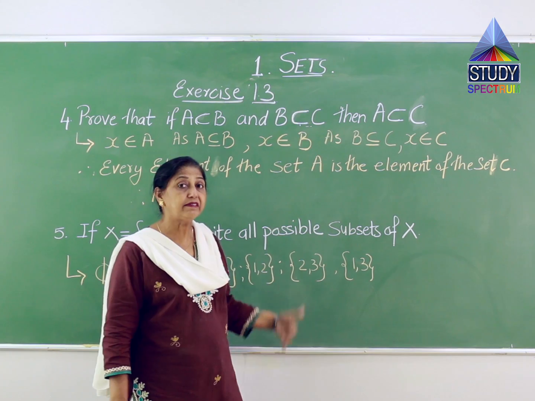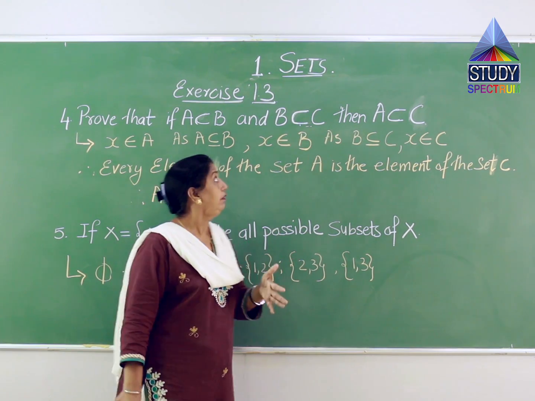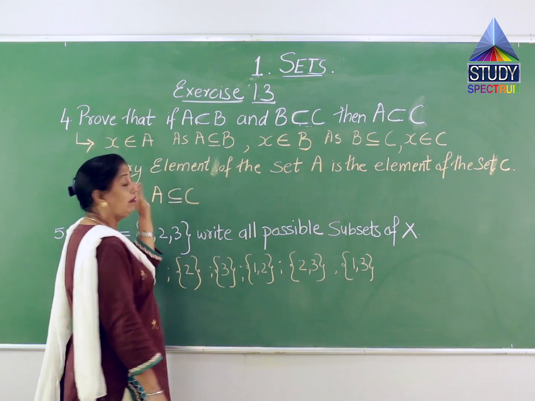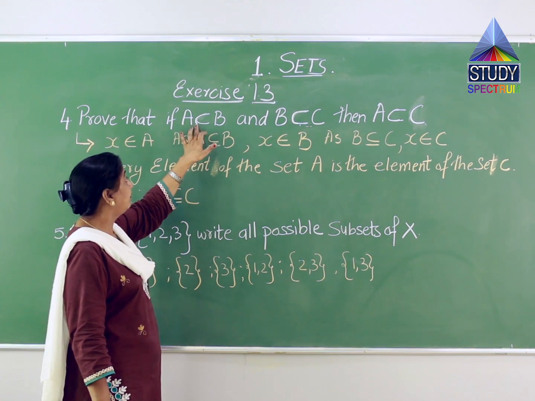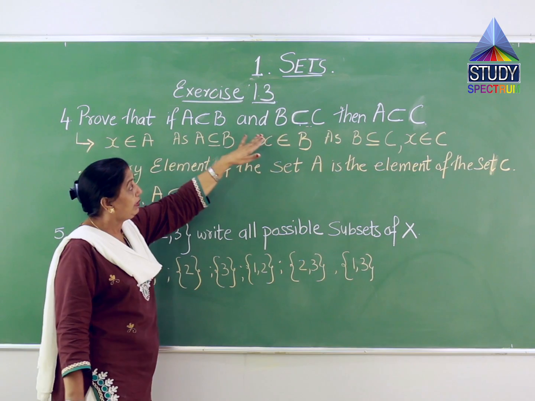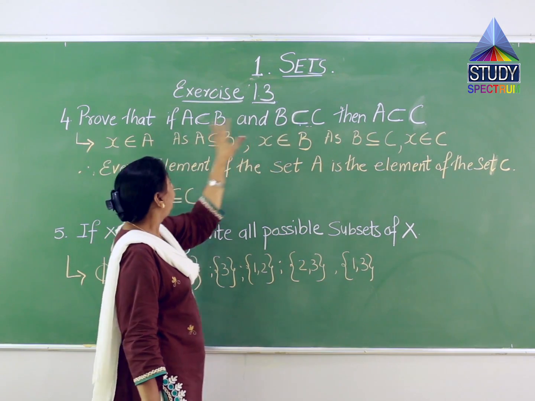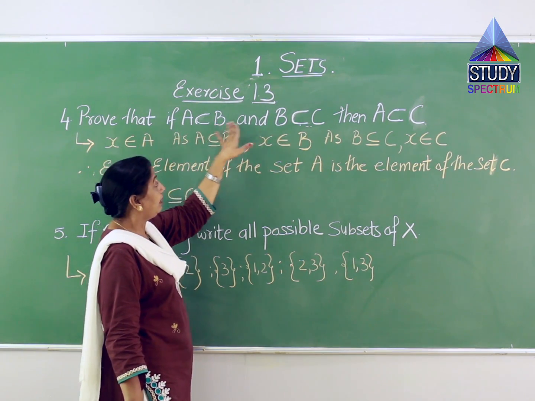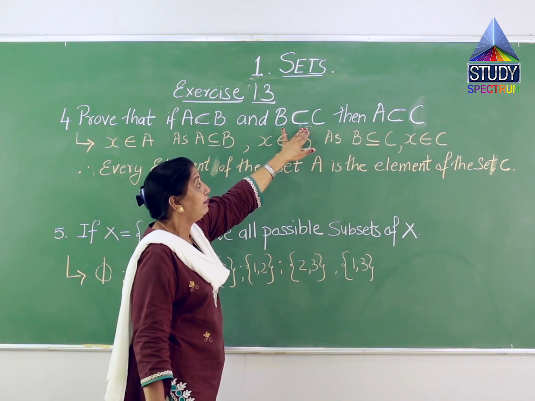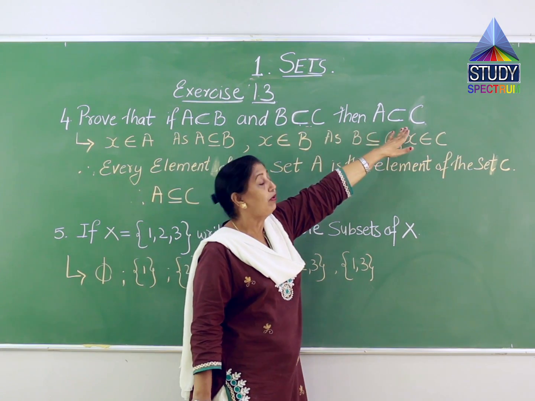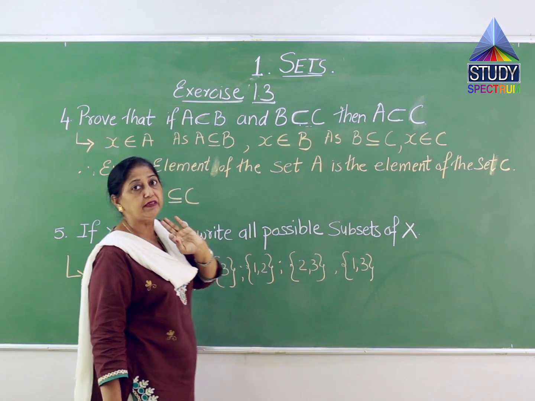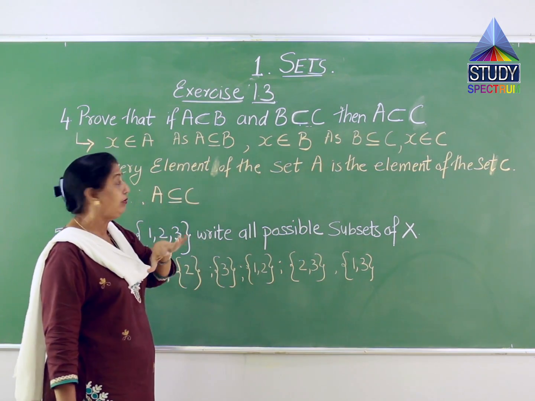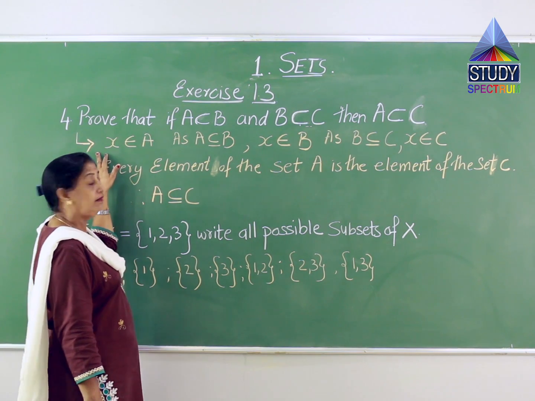Now children, in your exercise 1.3, the fourth sum asks to prove that if A is a subset of B and B is a subset of C, then A is also a subset of C. Now to prove this, the hint is already given in the textbook. Now according to that, here is the answer.